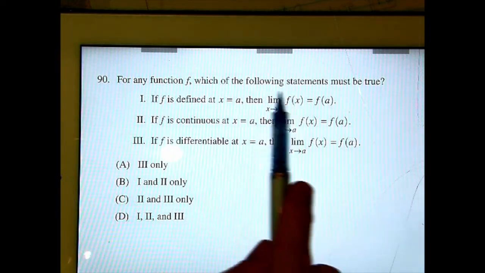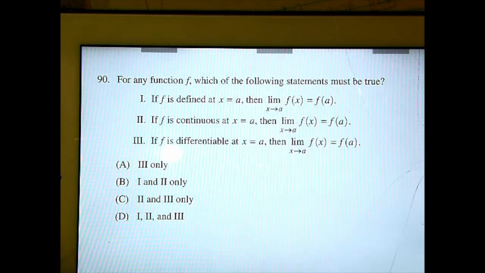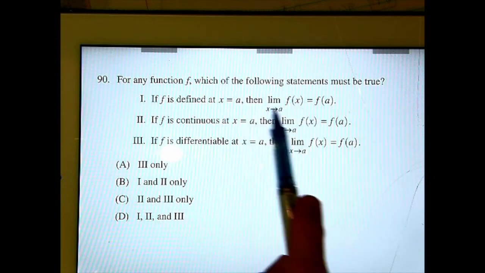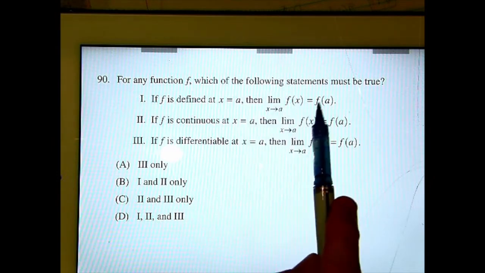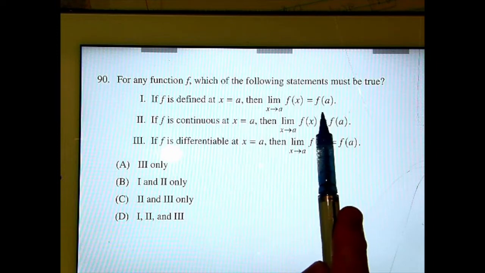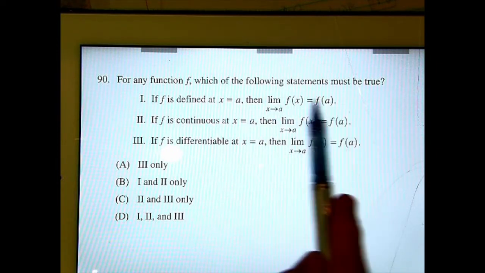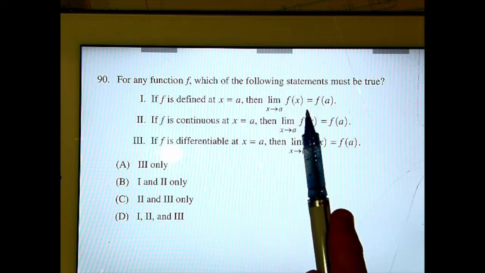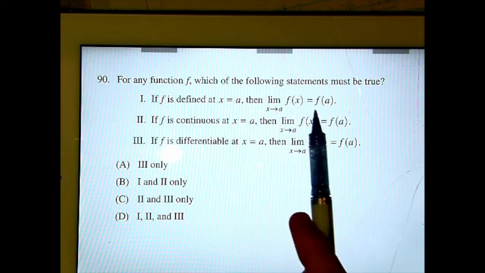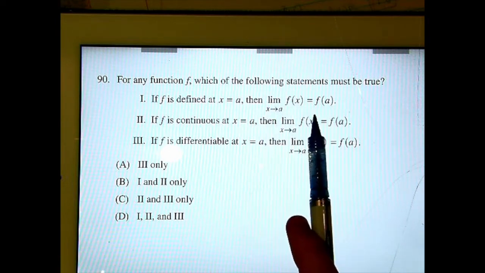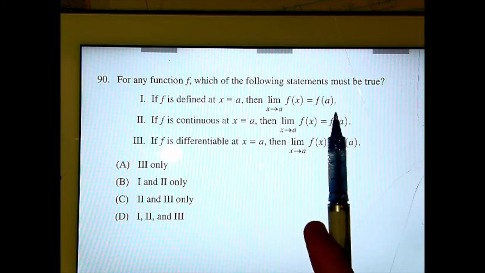You might recognize this condition. It's actually the formal definition of continuity at a, right? We say that a function is continuous at a if the limit as x approaches a is equal to the value of the function at a. Well, functions are not always continuous, so this statement certainly can't always be true. If you think about a removable discontinuity, for example, this statement certainly will not, in general, hold.